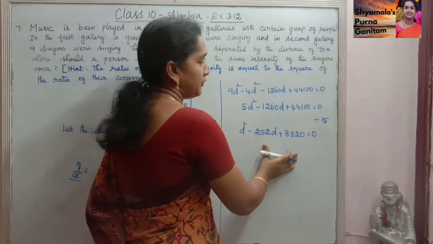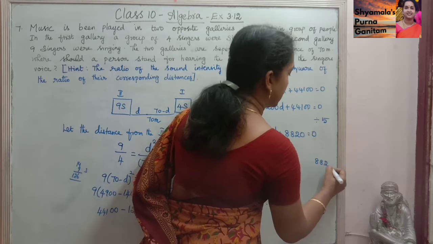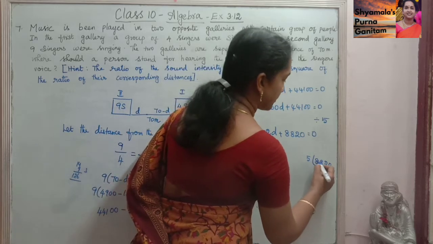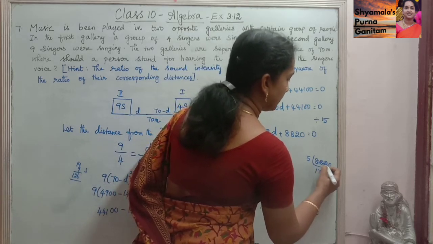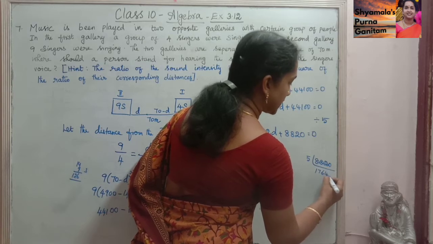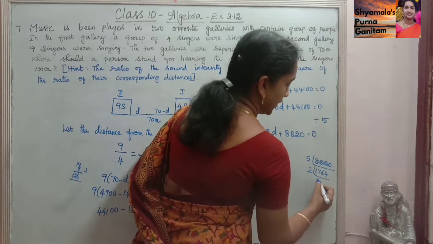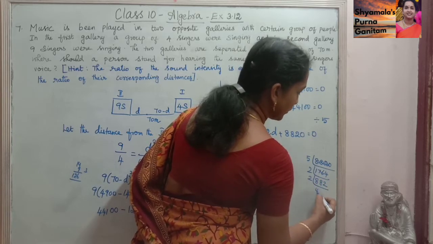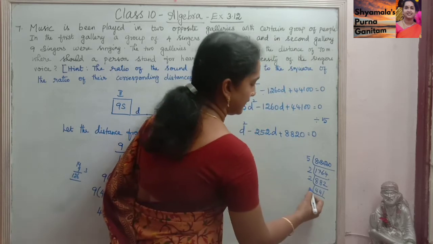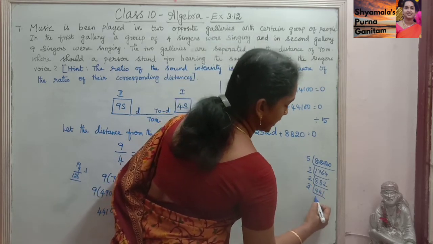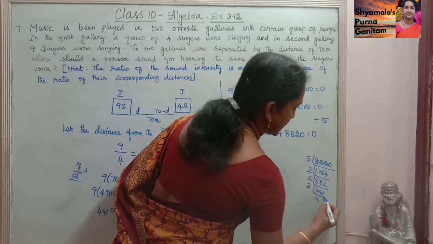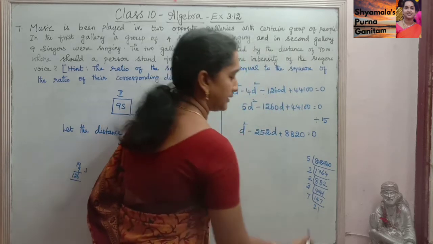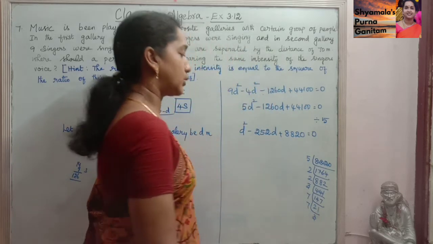Okay, so now we will find the factors of this. We will take 8820 divided by 5. 5 1s are 5, 5 7s are 35, 5 6s are 30, 5 4s are 20. Then with 2, 2 8s are 16, 2 2s are 4. Again 2, 4, 4, 1. Then in the 3 table, 3 1s are 3, 3 4s are 12, 3 7s are 21. Then with 7 table, 7 2s are 14, 1. Then again with 7, 7 3s are 21. So these are the factors.